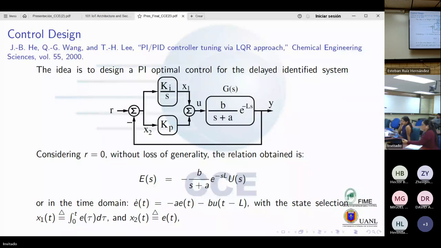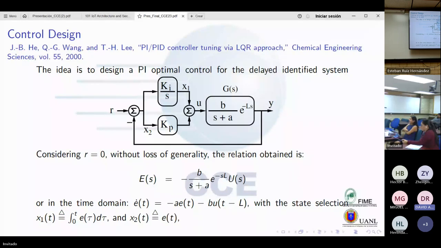And as we already have, one way to apply it is in the identification of systems, system identification, sorry. And now we want to try to use this result for control design. So we use an already shown result in the bibliography, and we can find this idea of a proportional and integral optimal control for a delayed system.